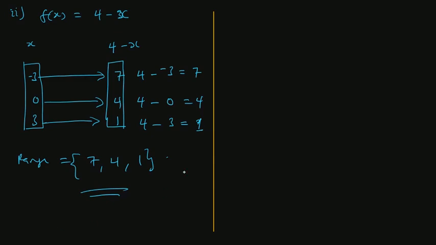Alright, so that is it. Maybe looking at another example, given a domain k equal to -1, 0, 1, 2, 3.